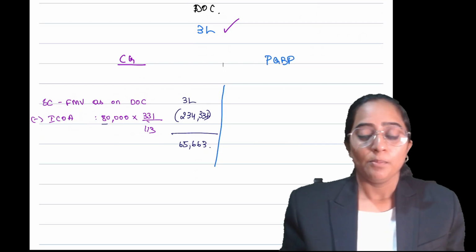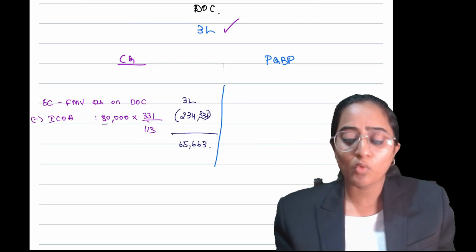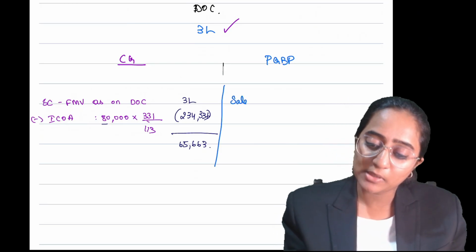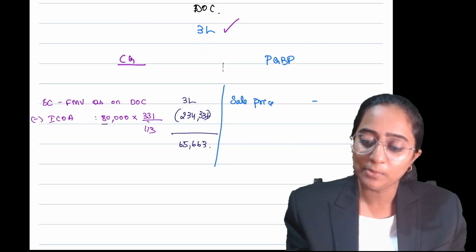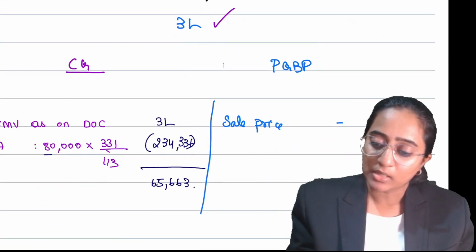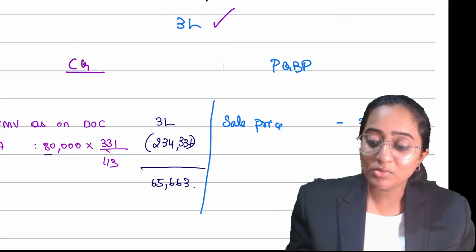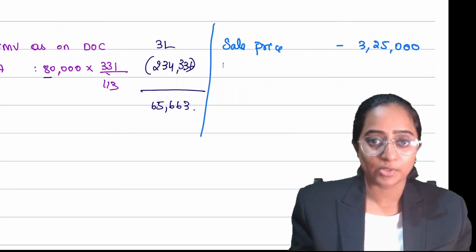Okay. People, in PGBP, which year are you going to sell? 23-24. What is your sale price for the PGBP? What is your sale price, people? The sale price is going to be 3,25,000. No, that is what you are going to consider. 3,25,000.